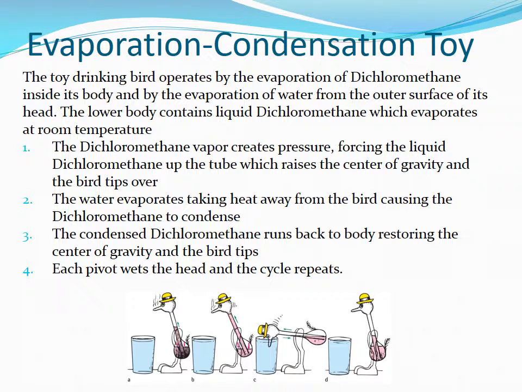The toy drinking bird operates by the evaporation of dichloromethane inside its body and by the evaporation of water from the outer surface of its head. The lower body contains liquid dichloromethane, which evaporates at room temperature. The dichloromethane vapor creates pressure, forcing the liquid dichloromethane up the tube, which raises the center of gravity, and the bird tips over. The water evaporates, taking heat away from the bird, causing the dichloromethane to condense. The condensed dichloromethane runs back to the body, restoring the center of gravity, and the bird tips back. Each pivot wets the head, and the cycle repeats.